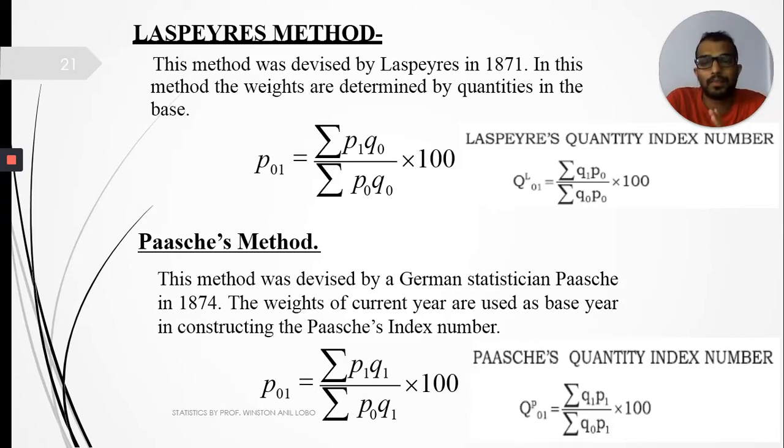So remember, price index number, quantity of the current year; quantity index number, price of the current year, in Paasche's. Laspeyres is concerned with the base year, and Paasche's is concerned with the current year. And I told you, students, if you know these two, it's like you know 90% of the formula.